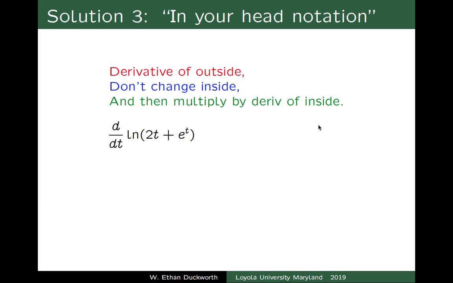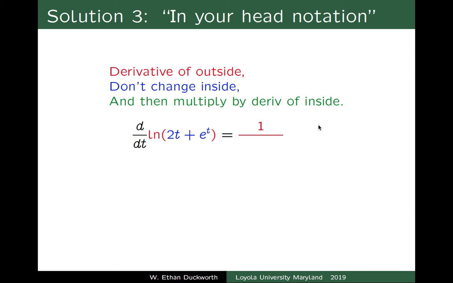Okay, so starting with the original formula, d over dt of ln of 2t plus e to the t. In other words, this is saying take the derivative of ln of 2t plus e to the t. Let's start by identifying the outside and the inside, and I'll do that with colors. So ln is in red, along with the parentheses, and then 2t plus e to the t is in blue. So I should take the derivative of the part in red. And ln, when you take the derivative, becomes 1 over. So I will write that in red.